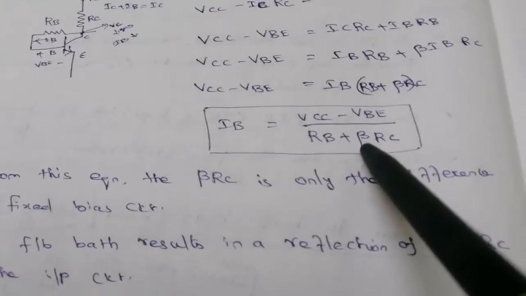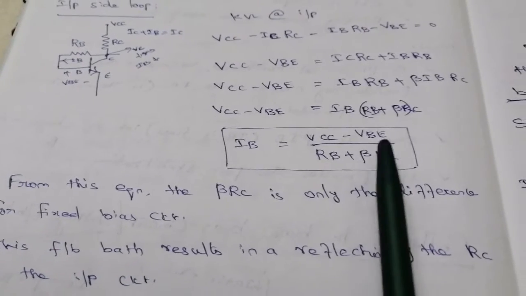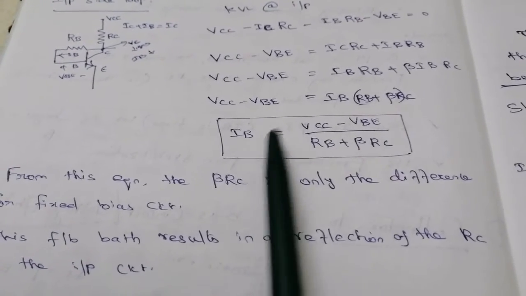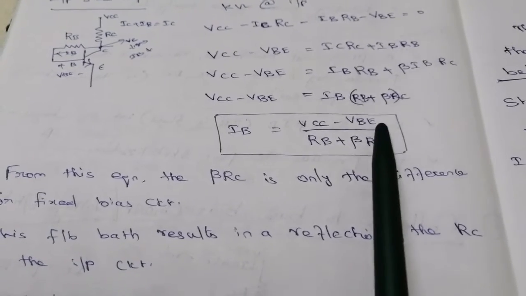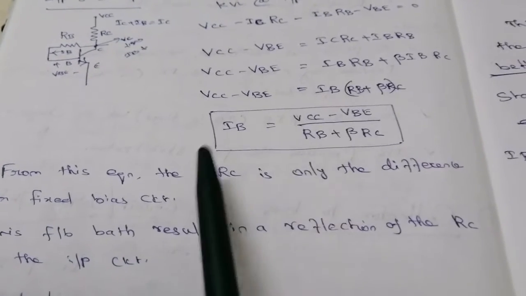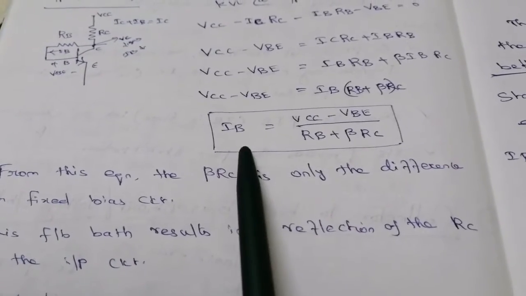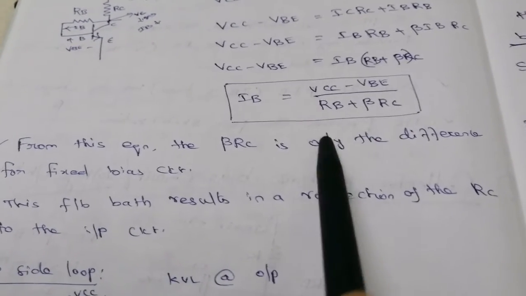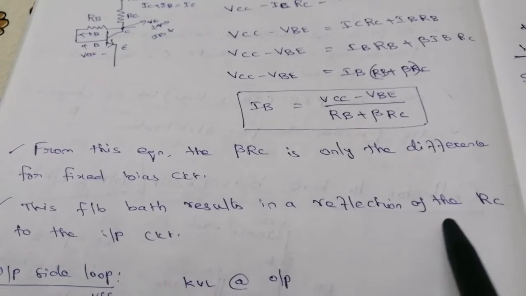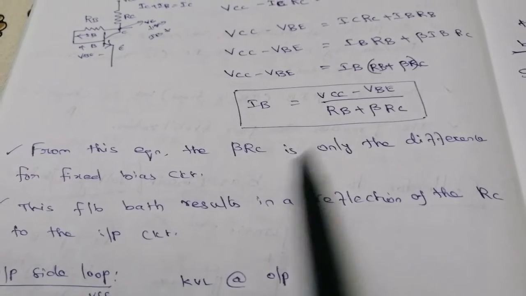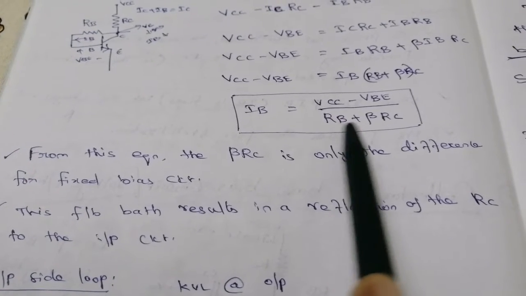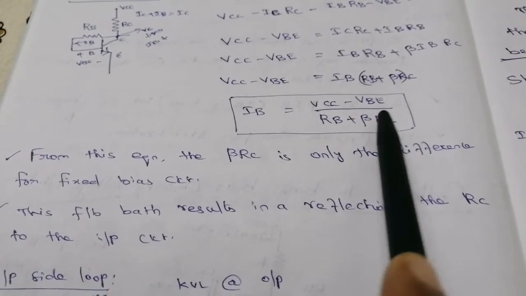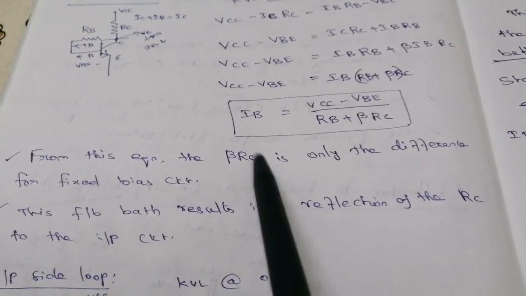From that equation, the only difference from the fixed bias is this beta RC term. In fixed bias, the base current IB equal to VCC minus VBE by RB. But here, in collector to base bias, IB equal to VCC minus VBE by RB plus beta RC. This feedback path results in reflecting the RC to the input circuit. Here the feedback resistance is the base resistance, which results in a reflection of the collector resistance to the input circuit, right?